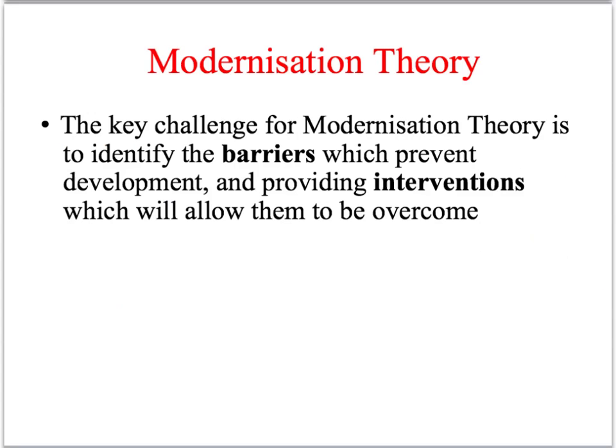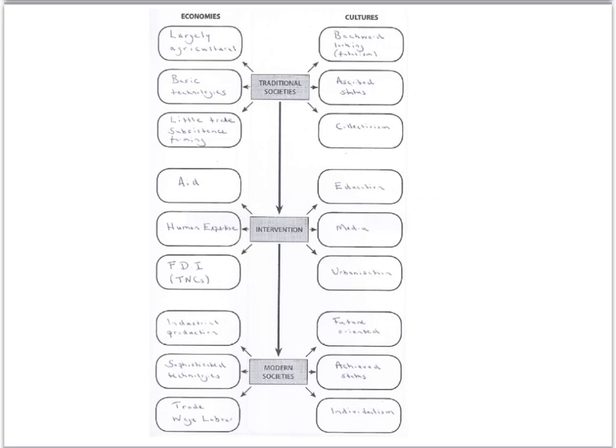Now, modernisation theorists argue that underdevelopment and global inequalities occur because poorer countries often lack the key ingredients they need to move from one stage to the next. So, as we can see on this slide, the key practical challenge for this perspective is to identify the barriers which prevent poorer countries from developing, and then come up with practical interventions which allow them to overcome those barriers.